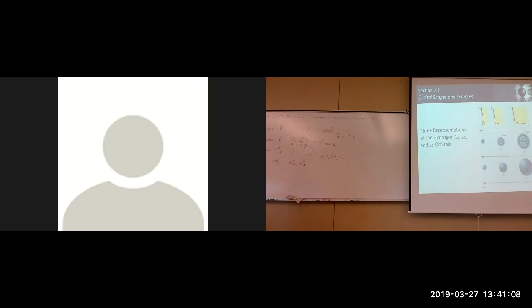You know what a node is? A node means that whatever property you're looking at drops to zero. Right? There's no probability of finding electrons at that node. But there is probability here and here. So that's what they're representing here. For n equals 2, I mean n equals 3, excuse me, 1, 2, 3, you're going to have two nodes. Right? So for that S orbital, you're going to have that node and that node.